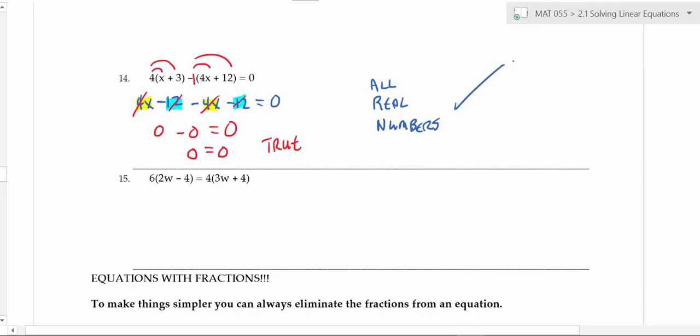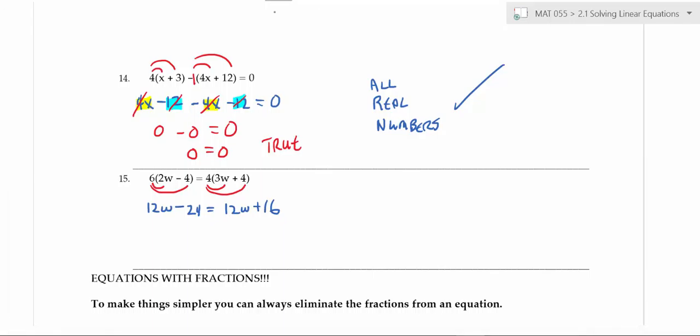Okay. All right, next problem is another distributive property. So you do this times this, this times this. So that's going to give 12w minus 24 on that side. Okay, go to the right side. You're going to do 4 times 3w and 4 times 4. So that's going to be 12w plus 16, like this.